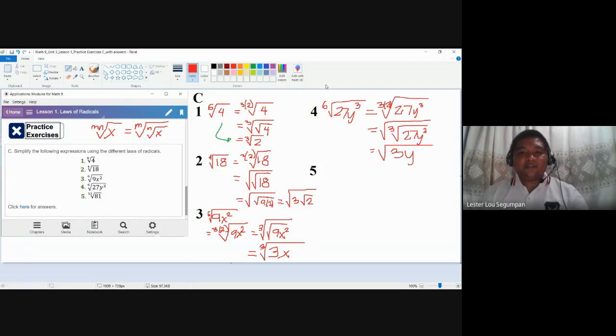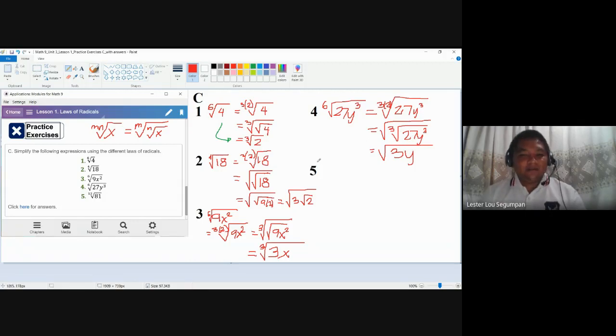Take note of the difference between number 4 and number 3. Because in number 3, we chose the cube root to be the outside index, and the square root is the inside index. For number 4, we chose the square root as the outside index because the radicand here can be simplified with the cube root index inside.